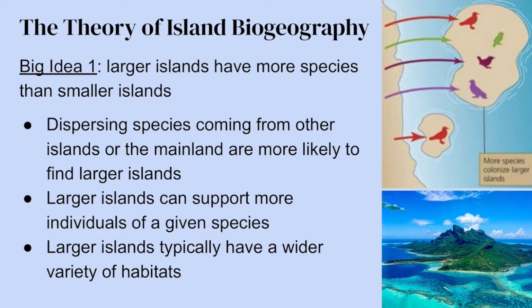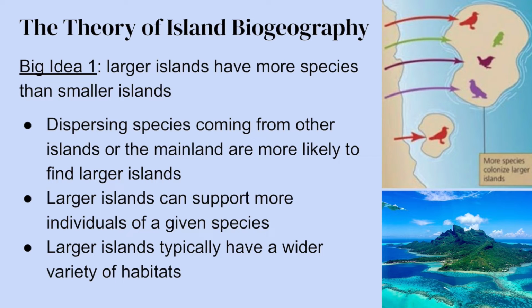The first one that scientists have determined is that larger islands have more species than smaller islands, and this occurs for several different reasons. First, dispersing species, or species that are coming from a mainland and migrating away from it towards islands, are more likely to find larger islands than they are to find smaller ones. So just in general, if you're moving away from the mainland, you're more likely to run into a large island than you are into a small one.